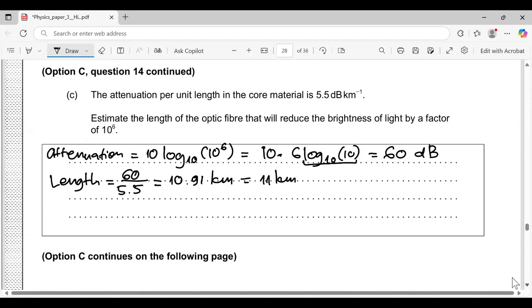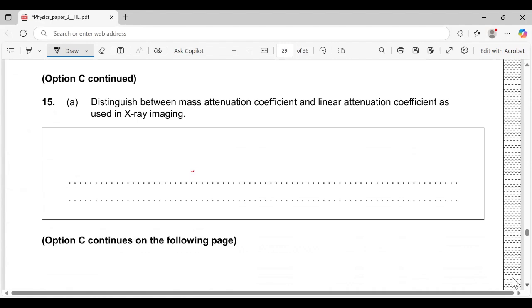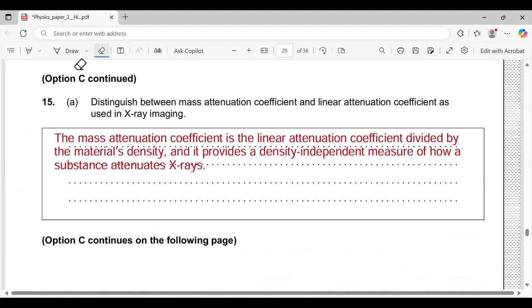Let's continue to the next question. Distinguish between mass attenuation coefficients and linear attenuation coefficients as used in X-ray imaging. I have provided my answer for this question.